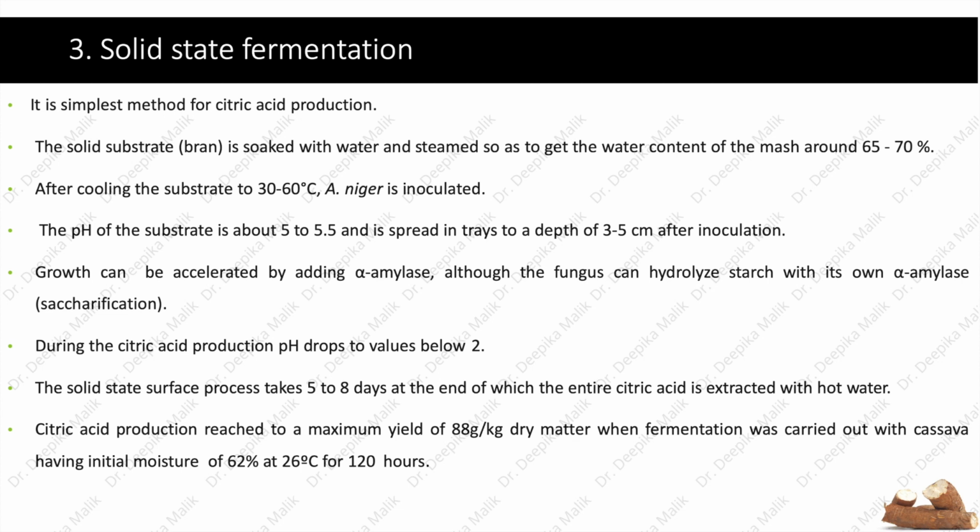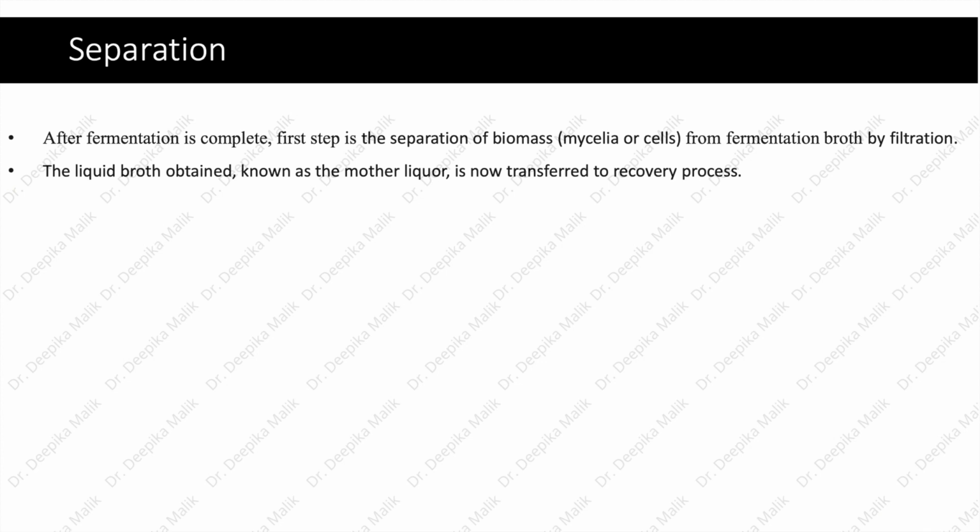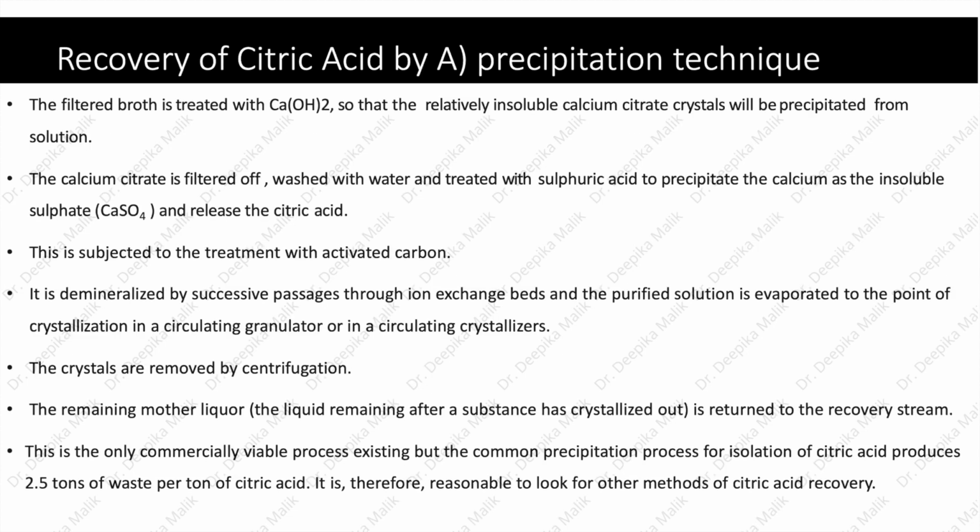Now, after fermentation is complete, the first step is the separation of biomass, that is mycelia or cells, from fermentation broth by filtration. The liquid broth obtained, known as mother liquor, is now transferred to the recovery process. Recovery can also be done by two methods. First is the precipitation technique.